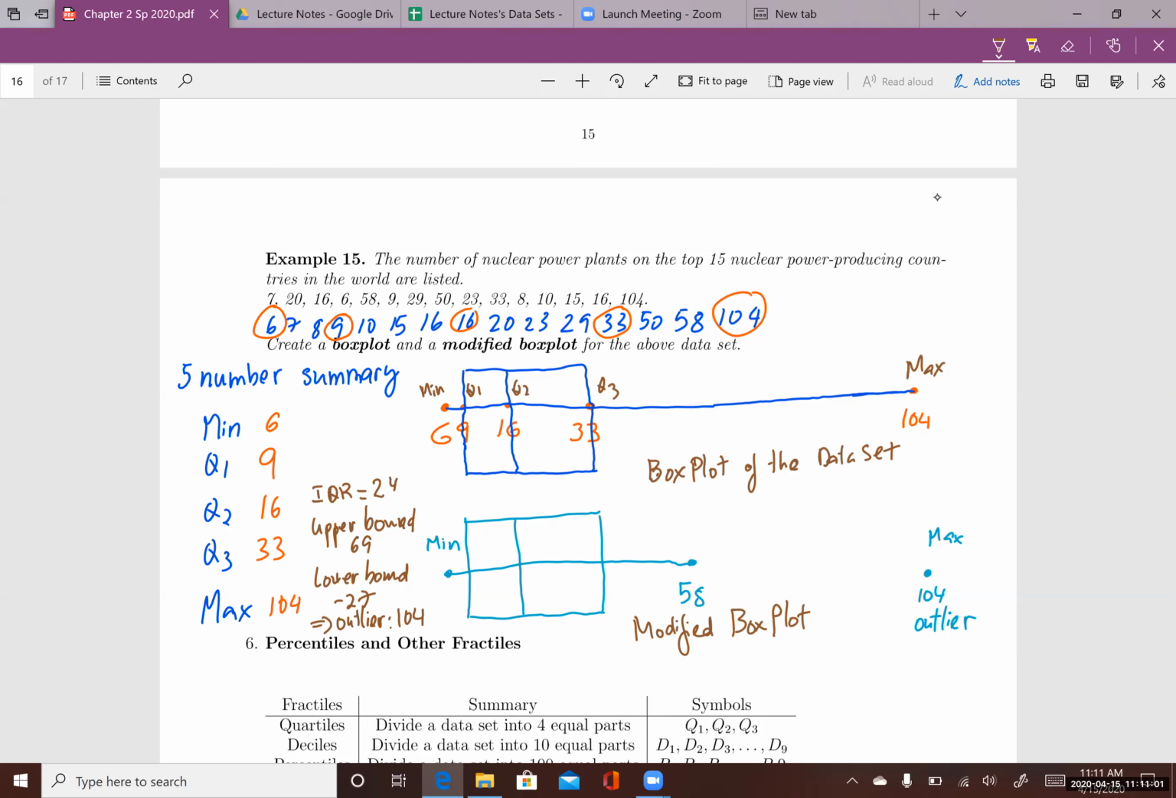If you look at the modified box plot, you know right away that I have an outlier. You can have a better understanding of the distribution of the data set when you exclude all the outliers, compared to using the box plot when you include all the values.